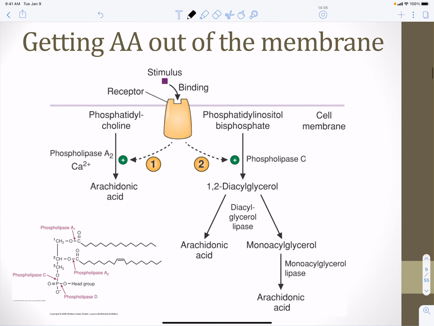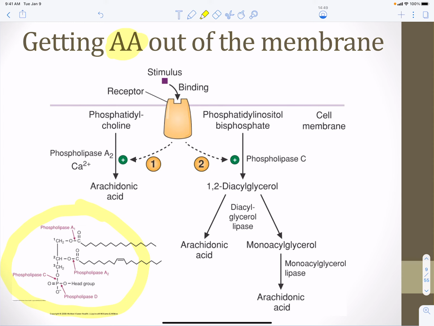Okay, so one of the first things, of course, that has to happen is that you have to get arachidonic acid out of the membrane, or whichever fat you're working off of. So we talked already about phospholipases. Oxygenase will come in a minute. We have phospholipase A1, A2, that would remove either the fatty acid 1 or the fatty acid 2 from a glycerol backbone, as shown here. We also have phospholipase C, which is able to remove from that 3 carbon.